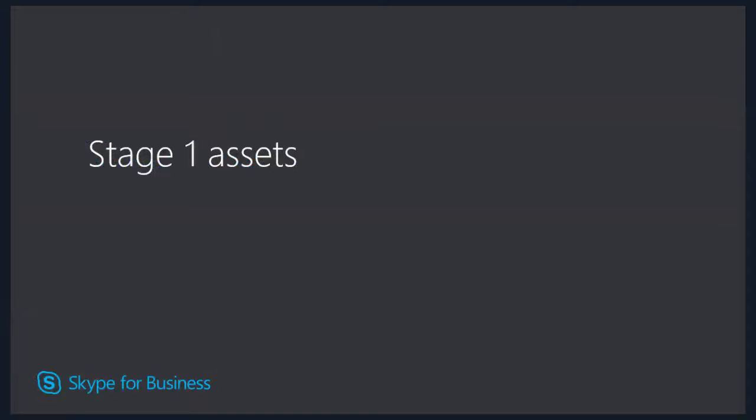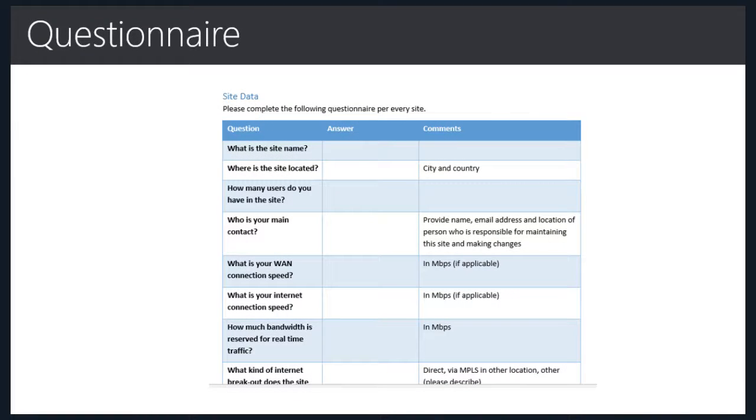So which assets will you be using? You'll be using the questionnaire, and it's a set of questions for each site. We'll ask you things like, what's the site name? Where's the site located? How many users do you have? Who's the main contact? Etc. They're really meant to give you a good overview of how the network readiness assessment impacts the customer, what the customer sites look like, and what they should be counting on.